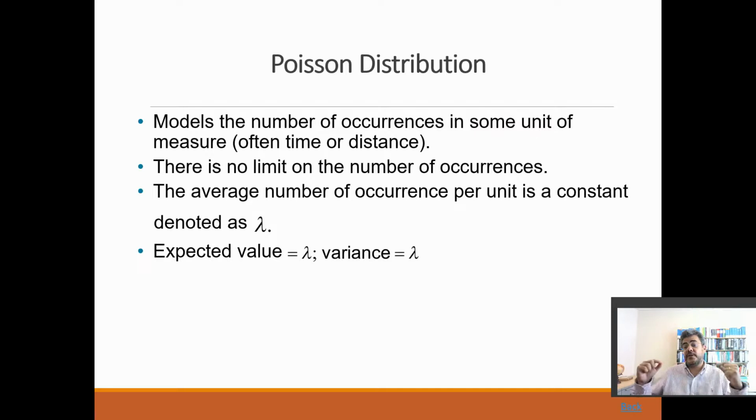So, if we are talking about anything based on time, Poisson is the one. There is no limit on the number of occurrences, and the average number of occurrences per unit is a constant, denoted as lambda, and the expected value is equal to the variance.